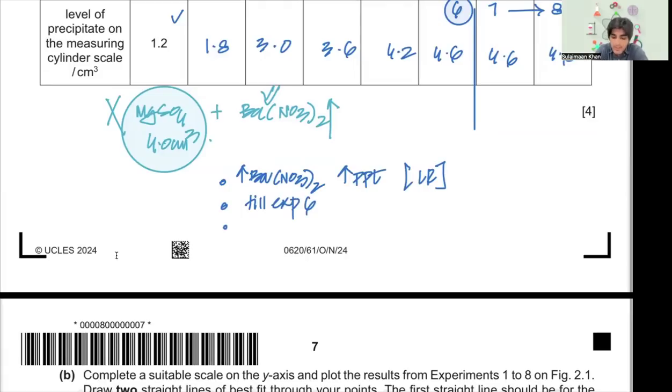After experiment 6, what is happening? The barium nitrate would remain, probably, right? Why would it remain? Because with magnesium sulfate, no more precipitate forms. Why does no more precipitate form? Because now magnesium sulfate has become the limiting reactant. It has finished.